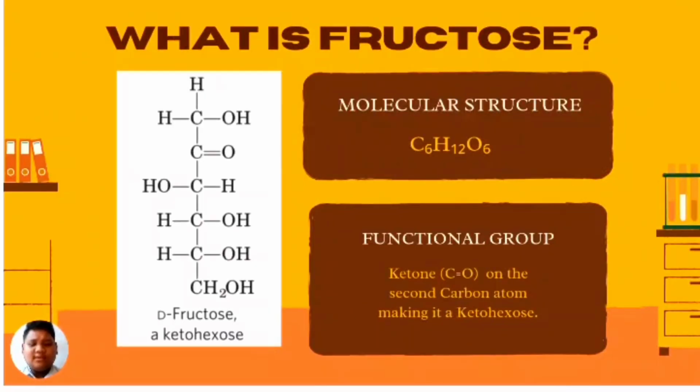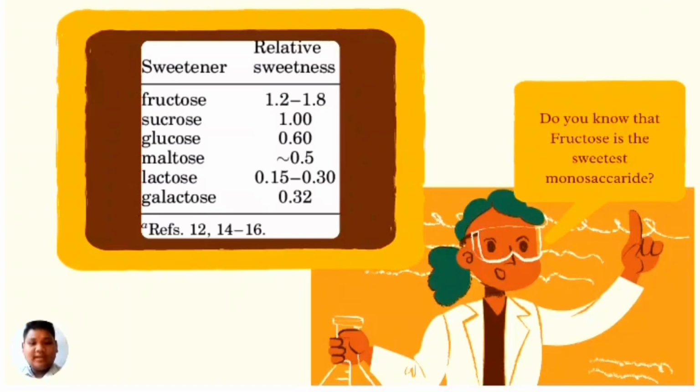What is fructose? Fructose is a monosaccharide with a molecular formula of 6 carbon atoms, 12 hydrogen atoms, and 6 oxygen atoms (C6H12O6). It is characterized by a ketone functional group located in the second carbon atom, making it a ketohexose. When observed in the laboratory, you will also find that pure fructose is white, sweet, and colorless, with a high solubility in water. Now, learners, did you know that fructose is actually the sweetest monosaccharide?